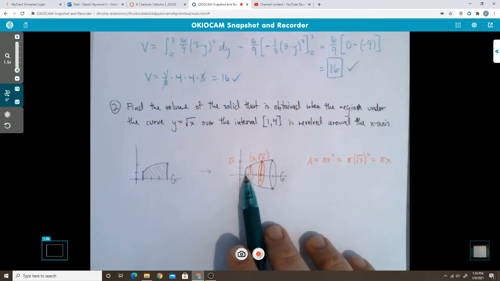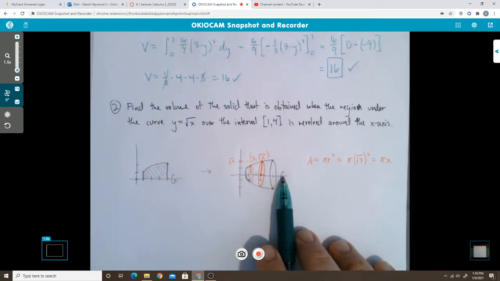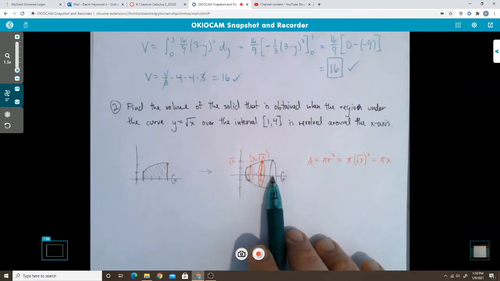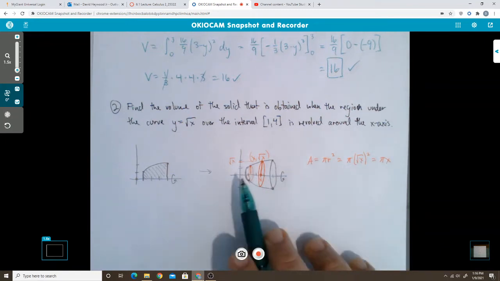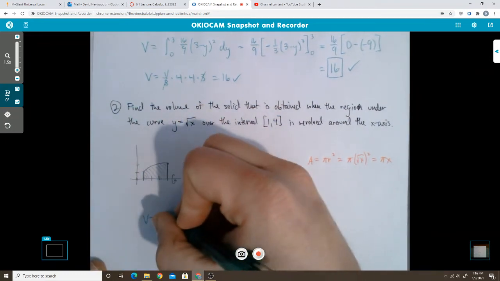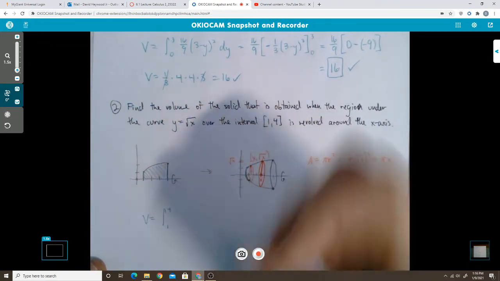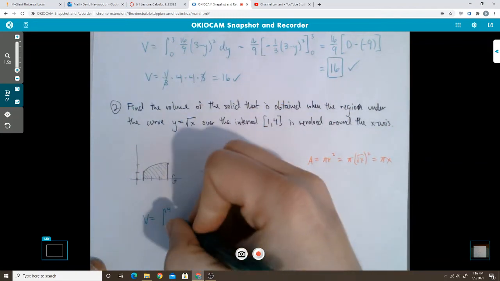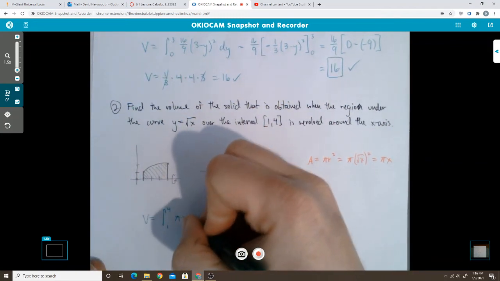So then we can find the volume of this solid by just integrating this area from 1 to 4. So the volume is going to be the integral from 1 to 4 of pi times x dx.